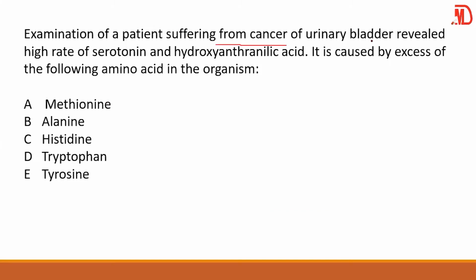Examination of a patient suffering from cancer of the bladder revealed a high rate of serotonin and hydroxyanthranilic acid. What amino acid are they talking about? You must know what amino acids are involved in the pathway of serotonin. Hydroxyanthranilic acid is an intermediate in the metabolism of tryptophan. Tryptophan is an amino acid. And also, serotonin is synthesized from tryptophan. So here, we are talking about tryptophan.